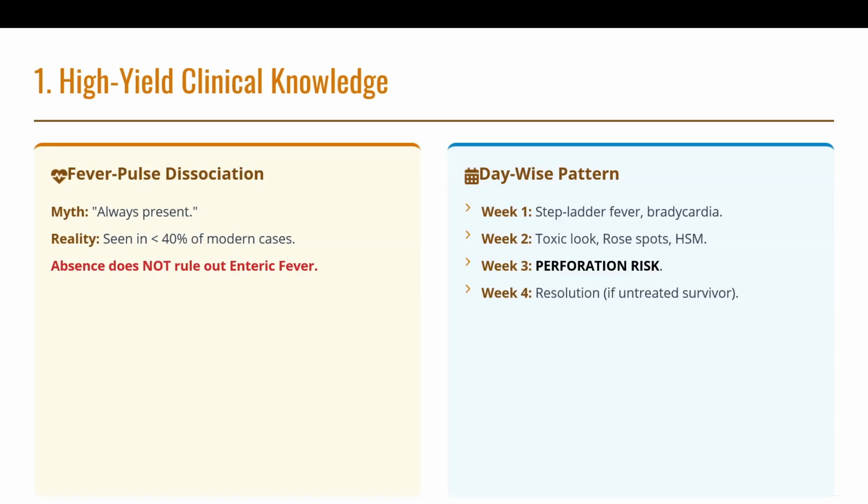In the first week, we have the step-ladder pattern of fever, where it usually does not touch the baseline. The fever will go from 100 to 101 to 102 to 103 up to 105, then come down, increase again, and come down. There will be bradycardia in week one. The second week is the main time when patients present to the emergency for admission with dehydration, toxic look, hepatosplenomegaly, and rose spots. There is perforation risk in the third week, and in the fourth week, it usually resolves if untreated in a survivor. It can resolve on its own with an adequate macrophage response to the infection.